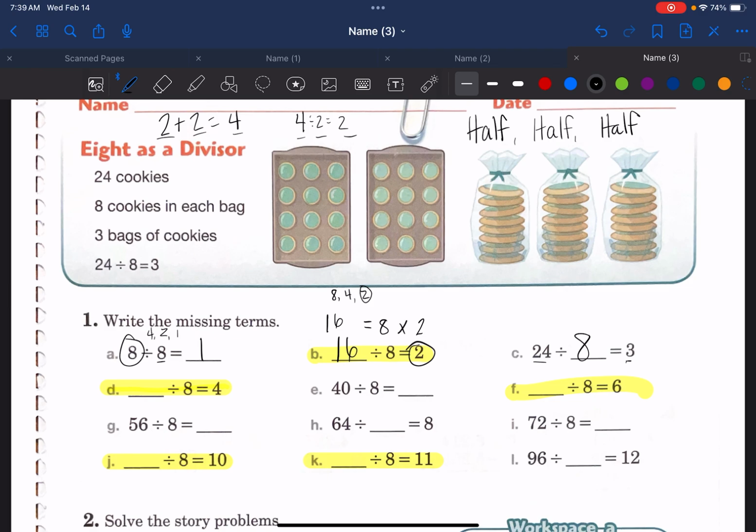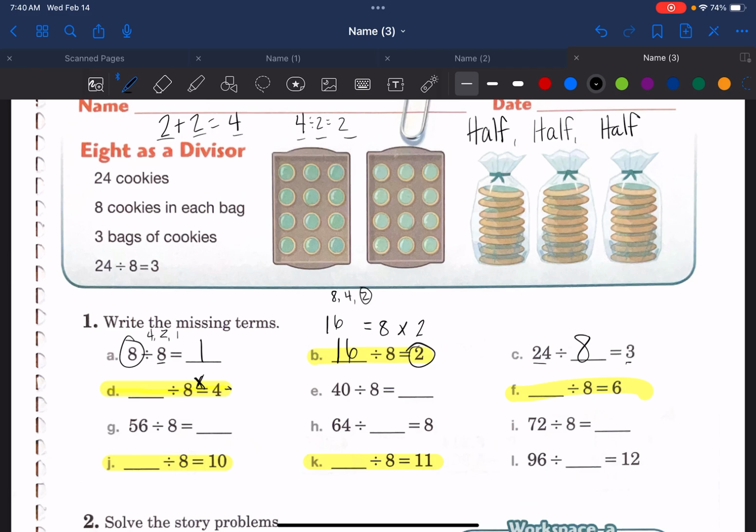All right, the next one is the same. So we're going to do 4 times 8. So since it's times 8, we can do our double, double, double. So 4 plus 4 is 8. 8 plus 8 is 16. 16 plus 16 is 32. So our answer is 32.